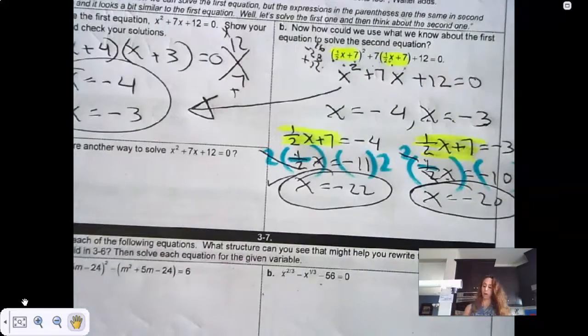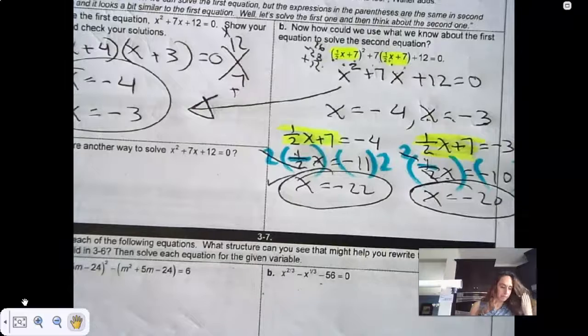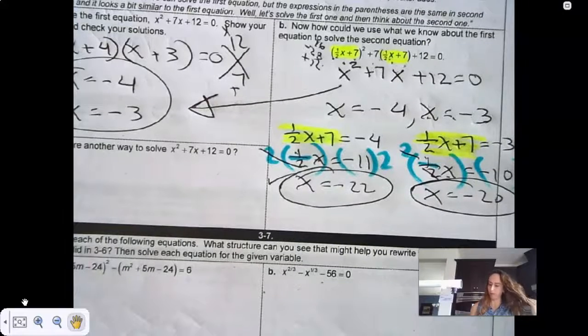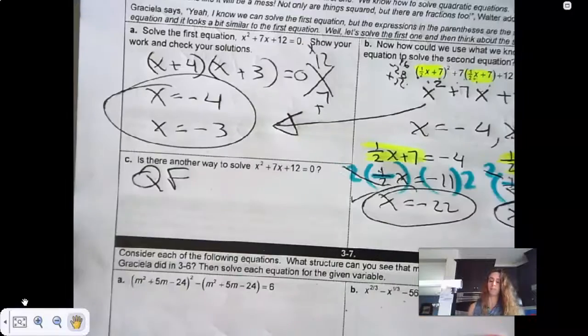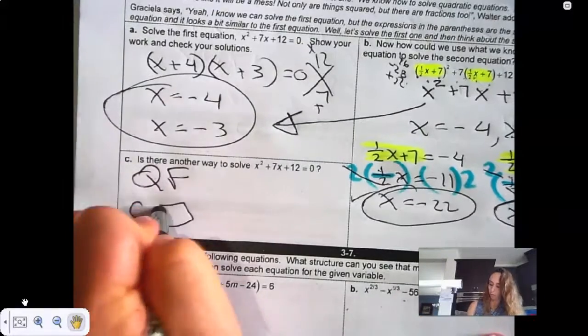Okay, so let's see, is there another way to solve it? I think we get the idea. You could do the quadratic formula, or you could complete the square.